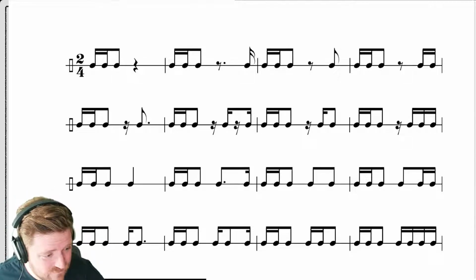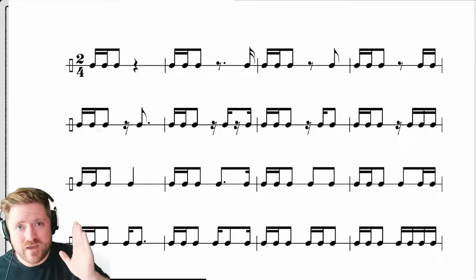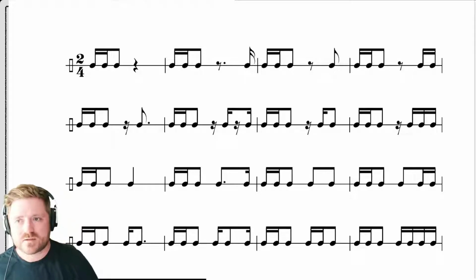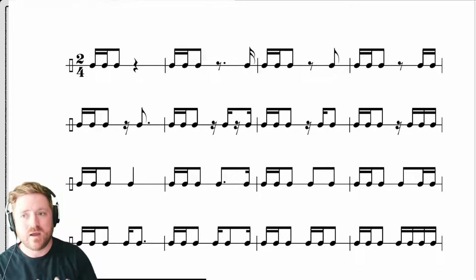So let's do that again from the beginning. Remember, this is a click on every quaver, every 8th note. So let's go from the start. So after 4, 1, 2, and.